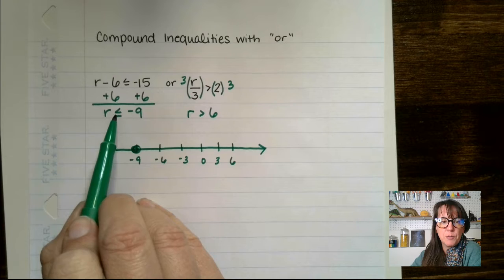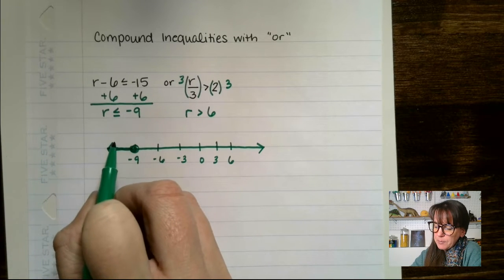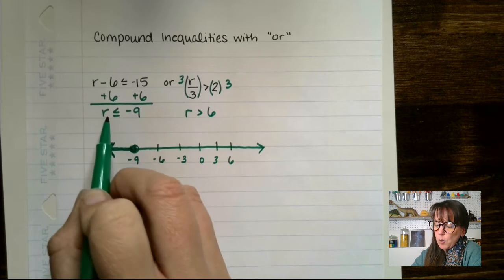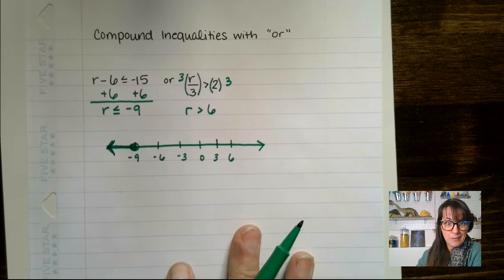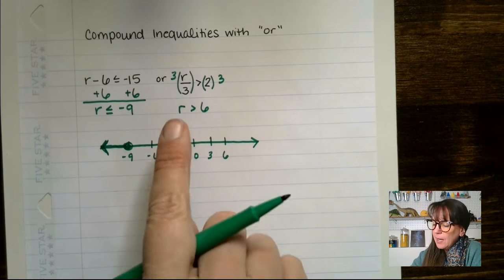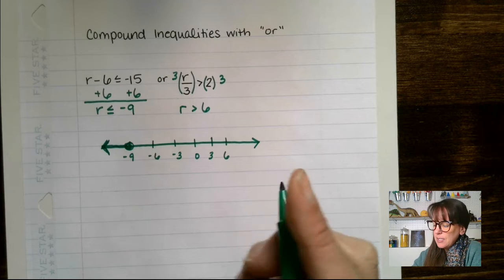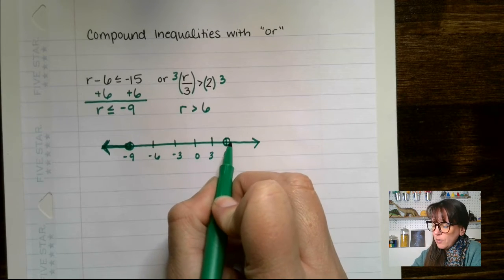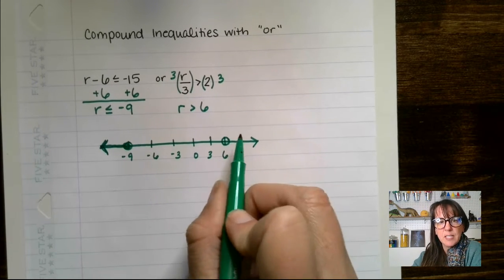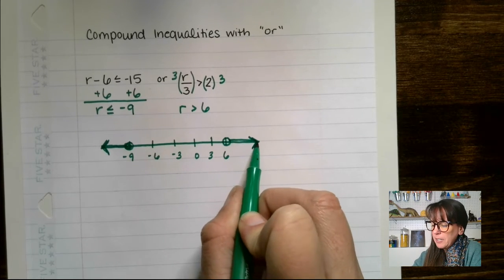it's an equals to. Now, you'll notice the arrow is pointing to the left. That means we're going to shade to the left, but that's only because our inequality is written with the variable on the left-hand side. That only works when it's like that. Our r is greater than 6. This is an open circle because there's no equals to underneath, and it's pointing to the right, greater than. So we're going to go like this and shade in that direction.